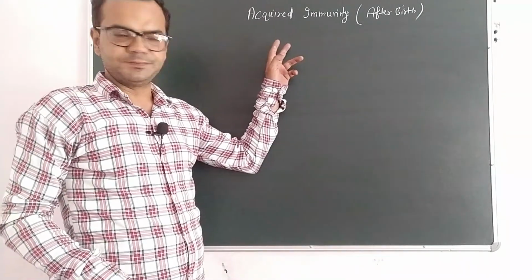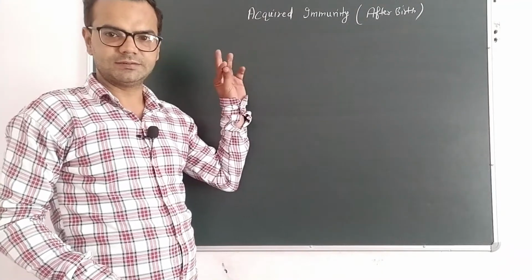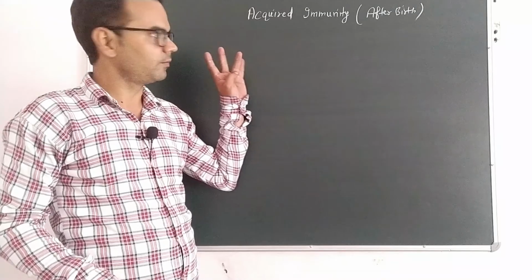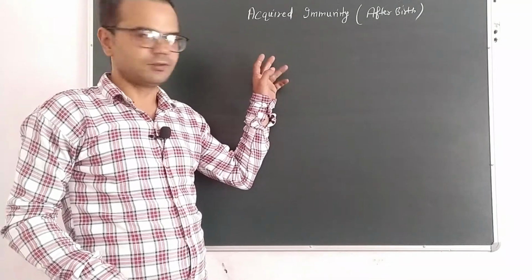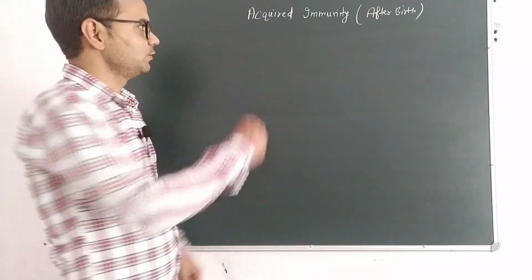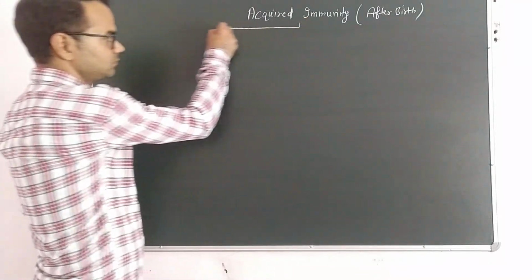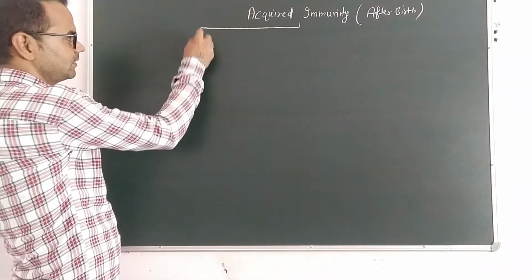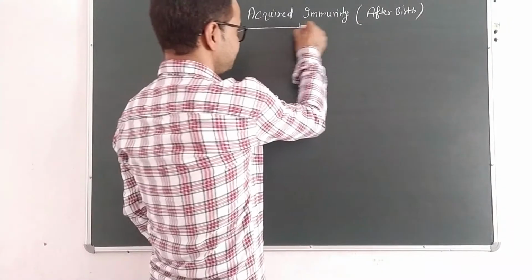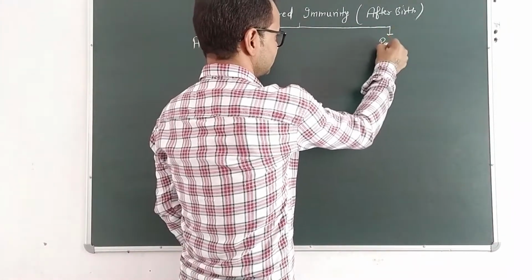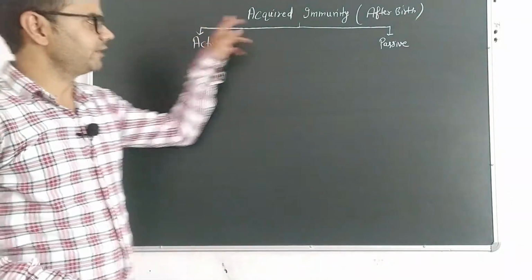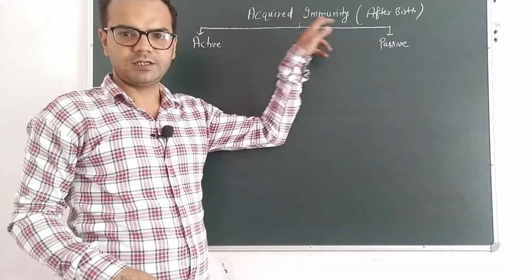This type of immunity develops in the body by three ways: by getting a vaccine, by exposure to infection or any disease, or by using some other antibodies. Now acquired immunity is further divided into two types. First is active, second is passive. Active acquired immunity, passive acquired immunity.